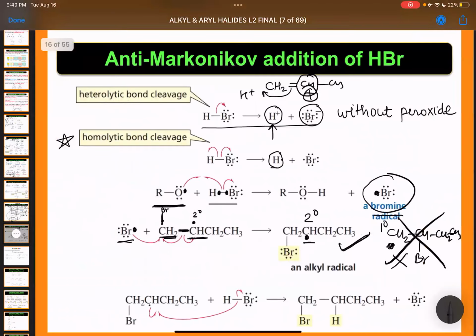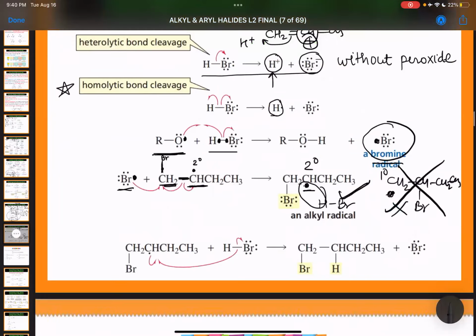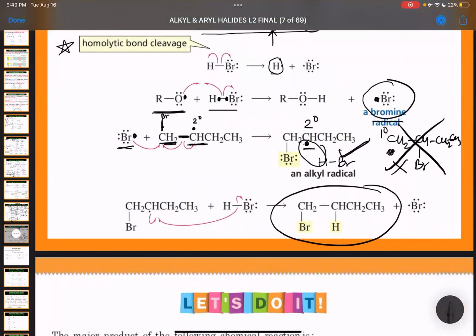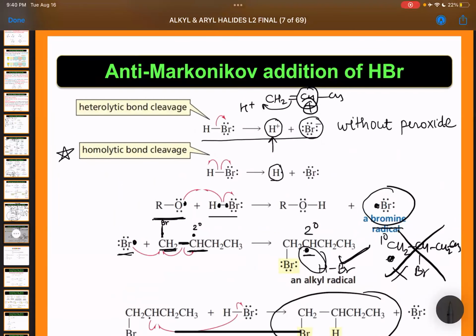Okay. And now what will happen? This C radical will again react with HBr, and it will break away the H radical, and that's how the overall reaction gave a different product in the presence of peroxide. Okay, different from what we were getting without peroxide.